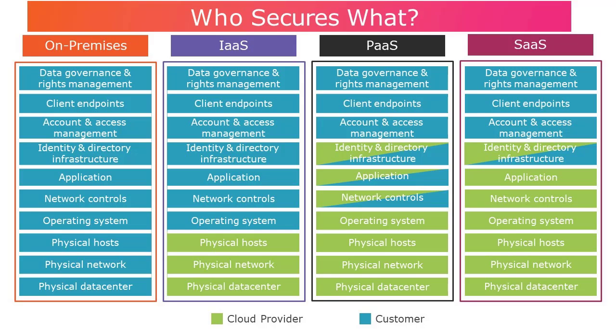Basically, on-premises, the customer is responsible for securing everything from the physical data center to the network, host, application, all the way to the data governance and rights management. If we move on to infrastructure as a service, the cloud provider now takes care of the physical data center, physical network, and physical hosts. However, everything over it, such as operating system, application, account, and access management, falls under your responsibility as a client.